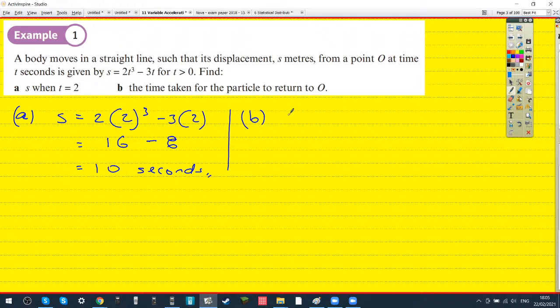No, it's not suvat. Suvat is when you have constant acceleration. So suvat doesn't work for this. So first one, T was 2. Yeah. That gave us 10 seconds.